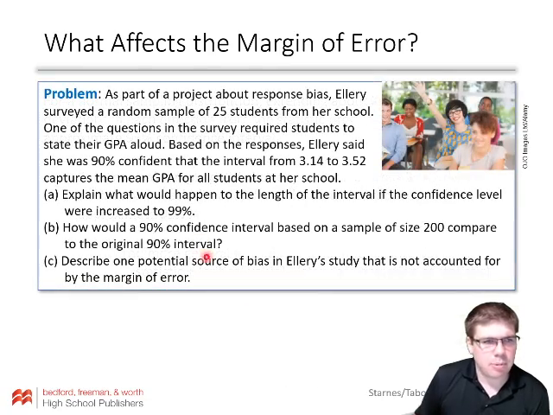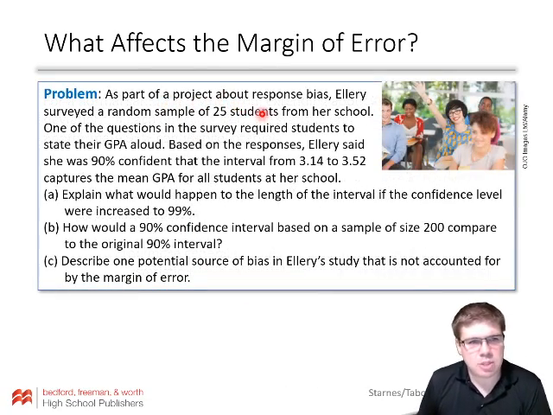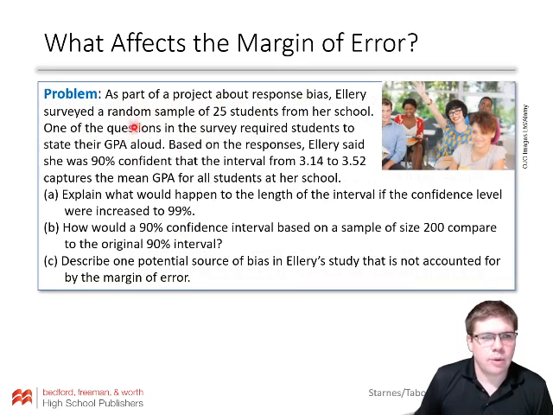So, example problem. As part of a project about response bias, Ellery surveyed a random sample of 25 students from her school. One of the questions in the survey required students to state their GPA aloud. Based on the responses, Ellery said she was 90% confident that the interval from 3.14 to 3.52 captures the mean GPA for all students at her school.